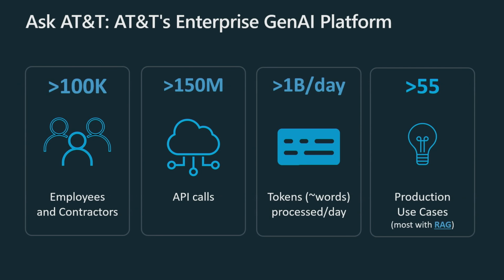I want to talk a little bit about scale. Let me talk a little bit about what we're doing at AT&T. So our enterprise GenAI platform, we call it Ask AT&T. We have 100,000 employees and contractors on it. We've done 150 million external API calls. We're doing about 1 billion tokens a day, external as well. And we have 55 use cases in production.